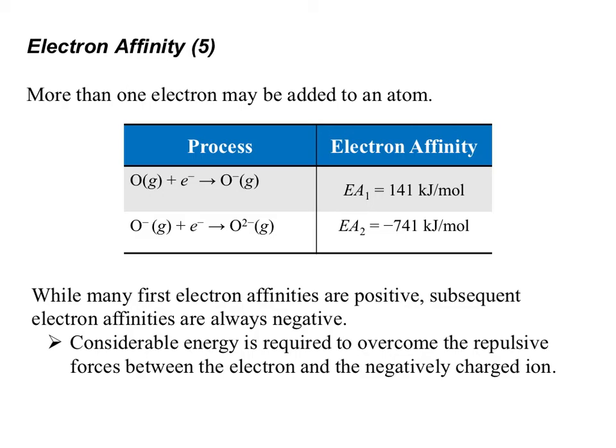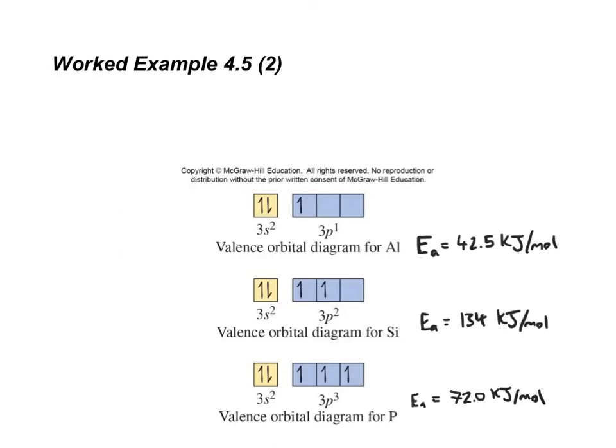That's great. However, adding a second electron to the O- to get an O2- anion, the electron affinity for the second one is negative 741 kilojoules per mole. While many first electron affinities are positive, subsequent electron affinities are always negative. Considerable energy is required to overcome the repulsive forces between the electron and the negatively charged ion. Think about it, negative repels negative, so it's very difficult to shove a negative thing into something that is already negative.